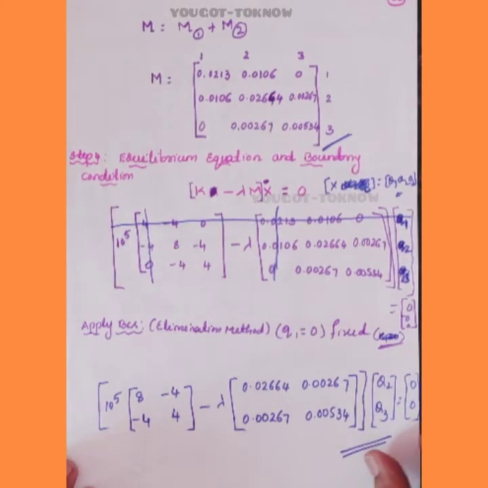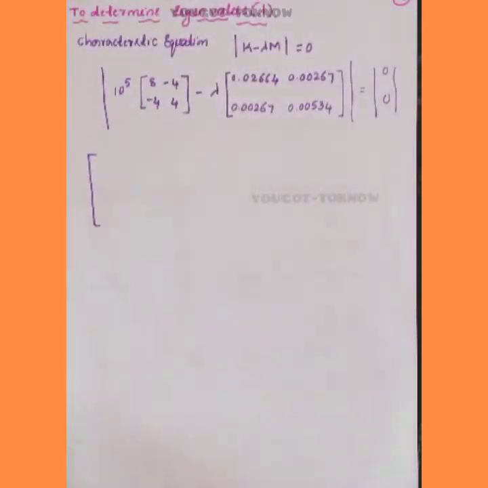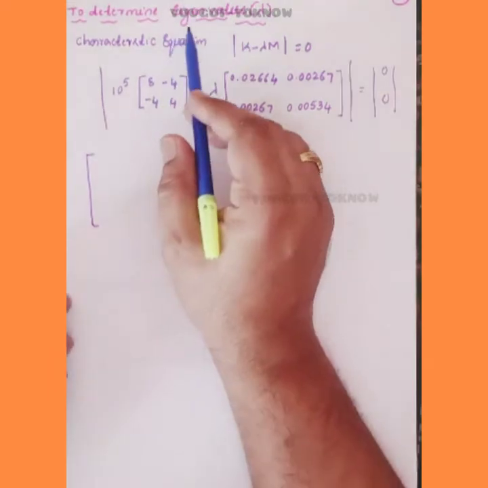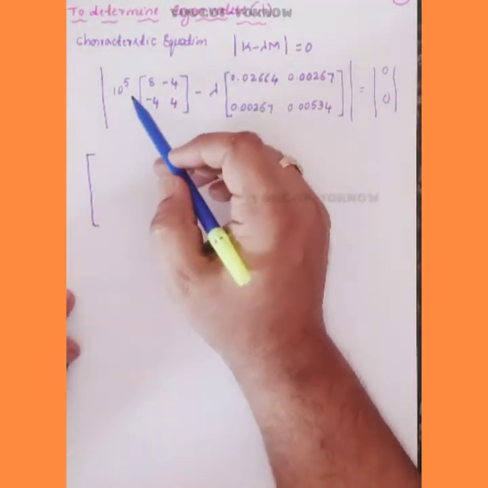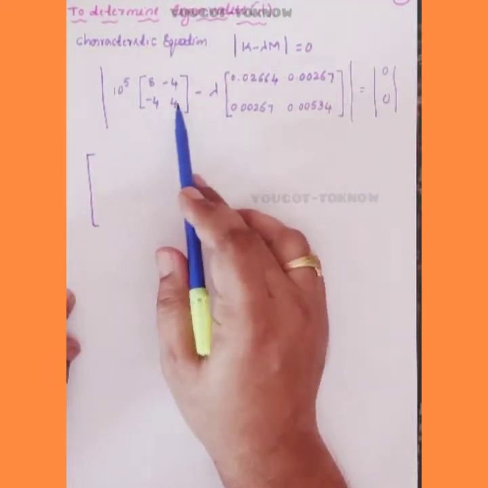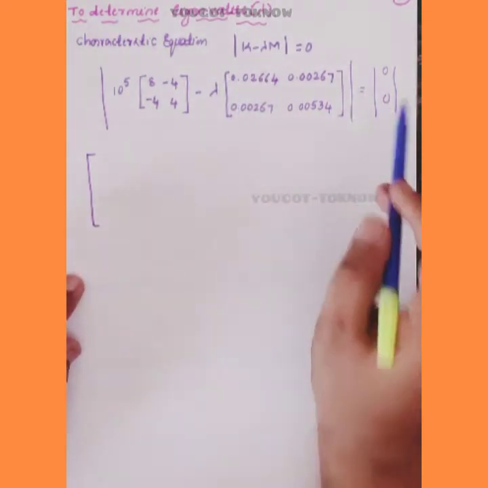Now, after this, what do you want to do? You want to use your characteristic equation. What is your characteristic equation to determine the eigenvalue and eigenvector? To determine the eigenvalue, the characteristic equation is this: 10 power 5, 8 minus 4 minus, so that means what is the reduced matrix? The reduced matrix is written out.